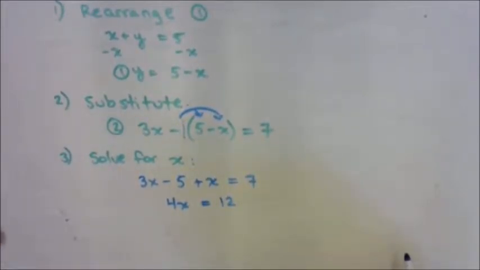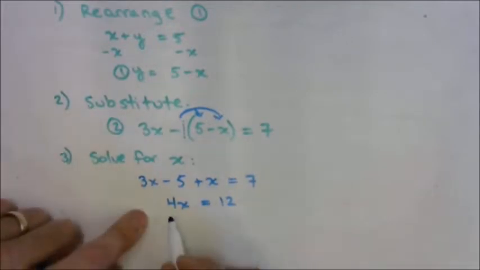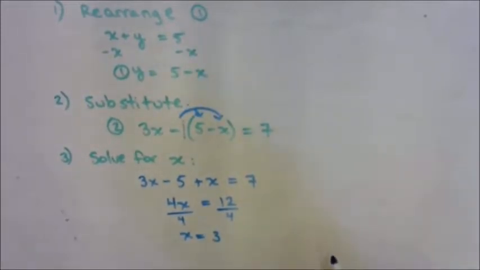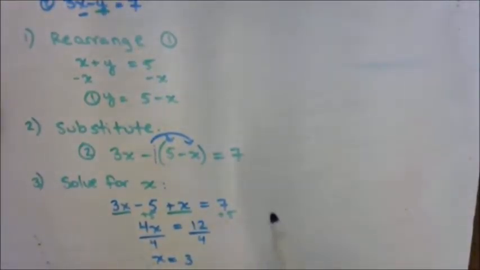4x equals 12. This is not the line we started with, we got this starting with line 2, but now we're just solving for x. So once we get x, that's going to be the x value of the coordinates of the point of intersection. So here we just divide both sides by 4. X equals 3. Okay, so we know that x equals 3 at the point of intersection.